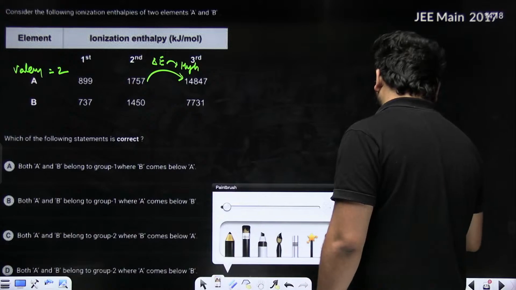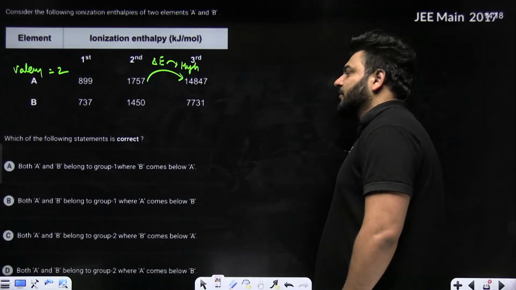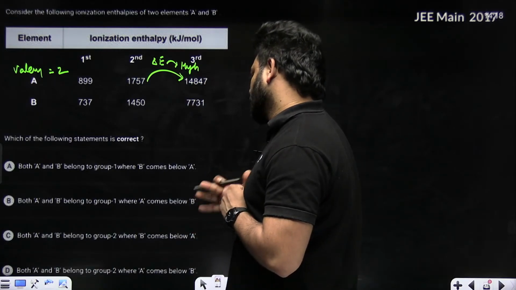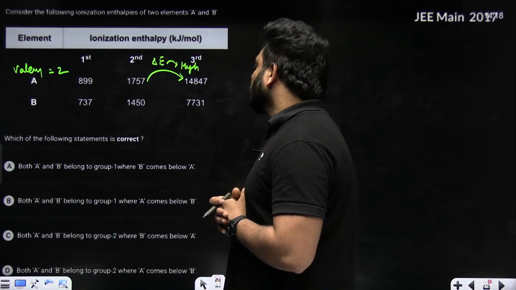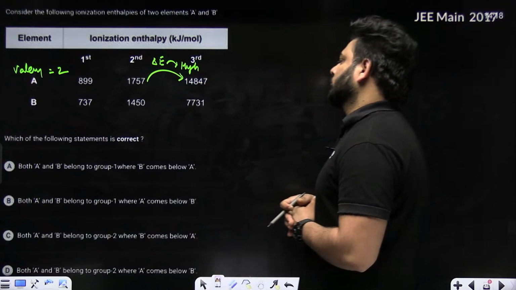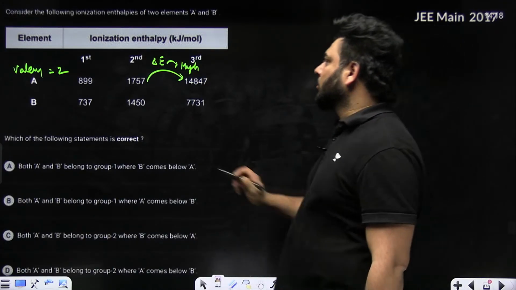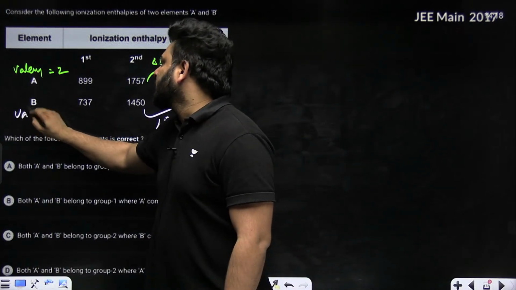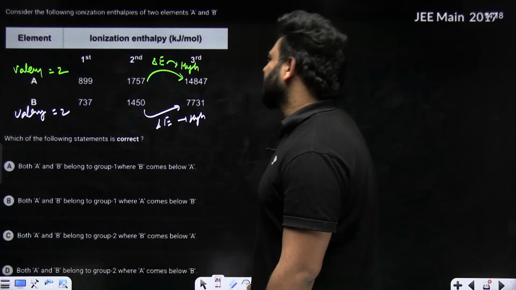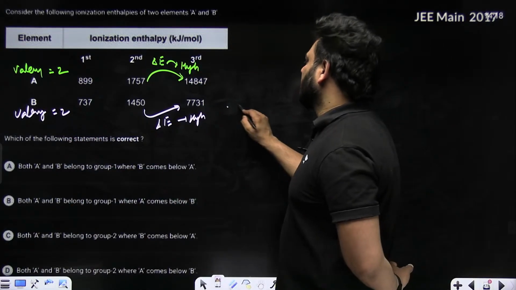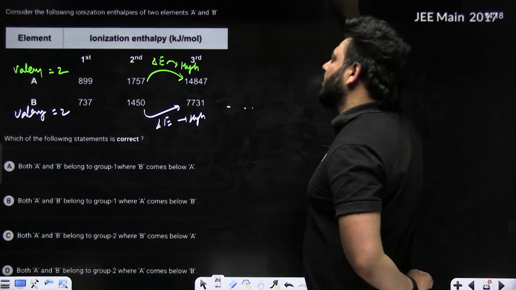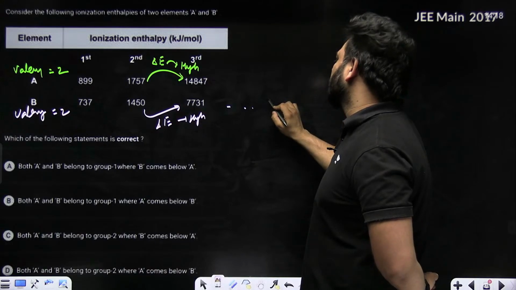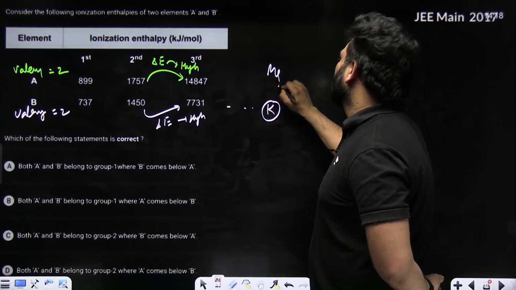Now if we talk about 737, 1450, both can belong to... but okay, here also delta E is very huge. That's why the valency overall is 2. So these belong to the same group. B might be at a lower position, so this could be potassium and this could be magnesium.